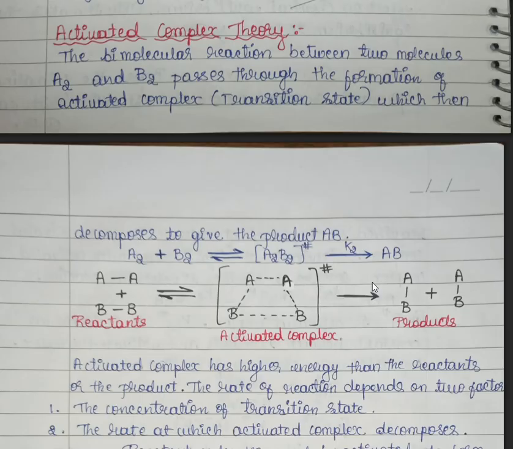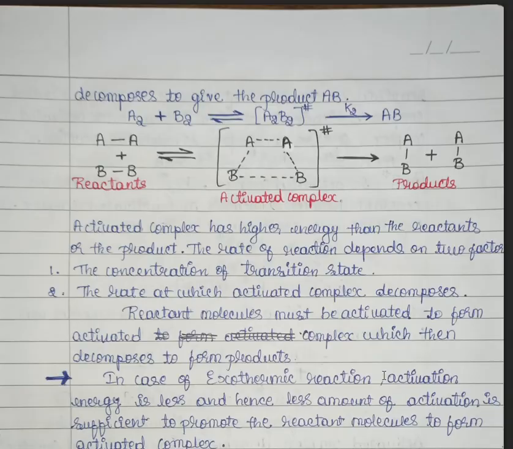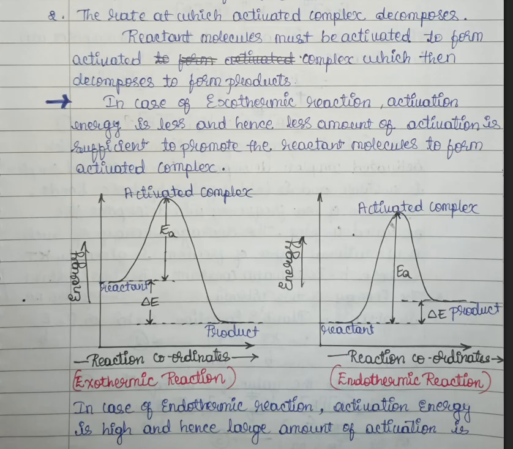For this, the concentration of the transition state is very important, and the rate at which the activated complex decomposes is very important. These are the two parameters which are very important to explain the activated complex theory, or the transition state theory. Next, this is the energy profile diagram of exothermic reaction and endothermic reaction.